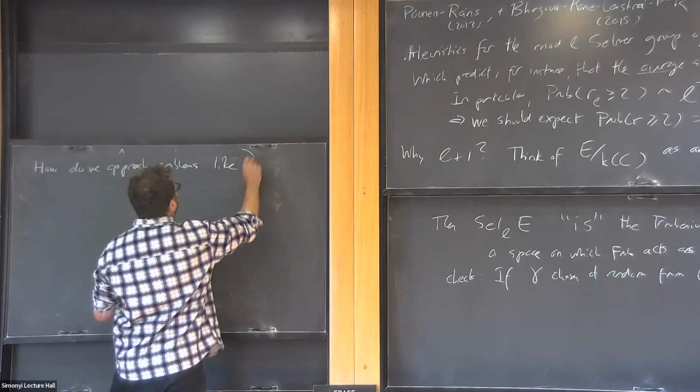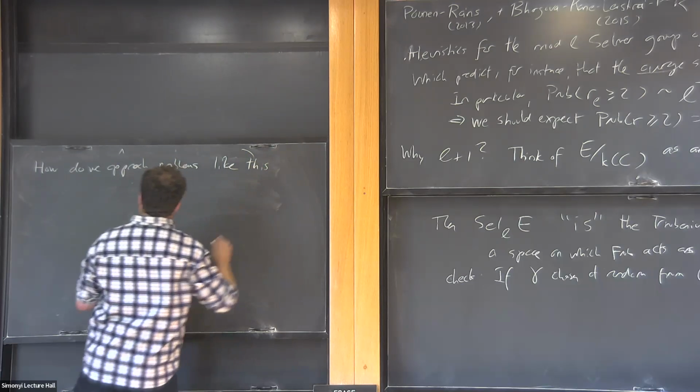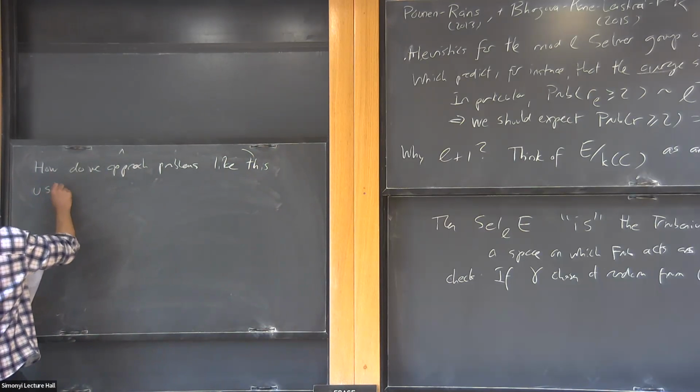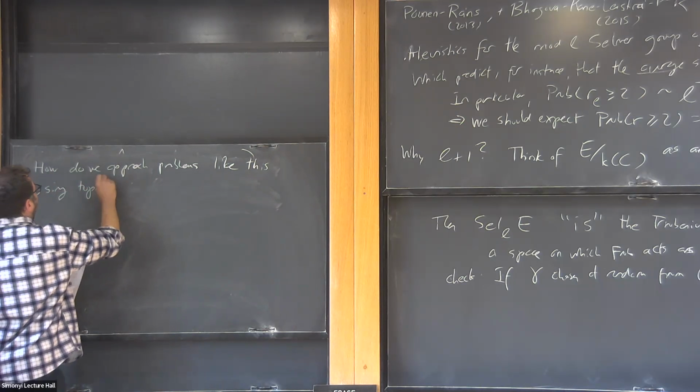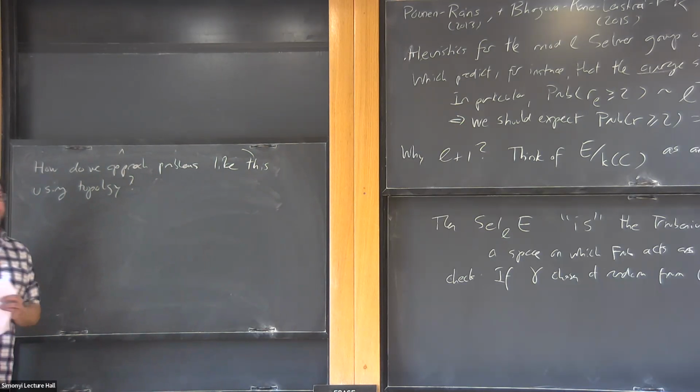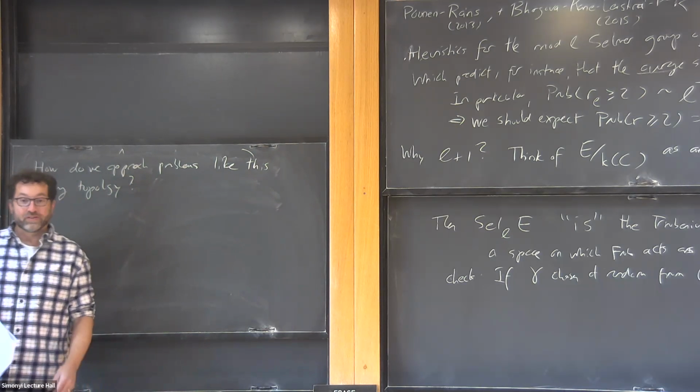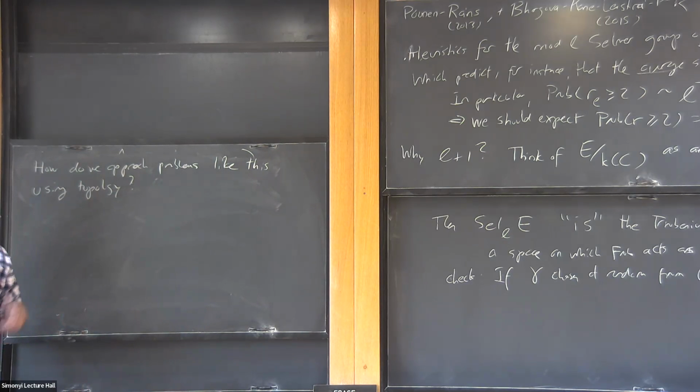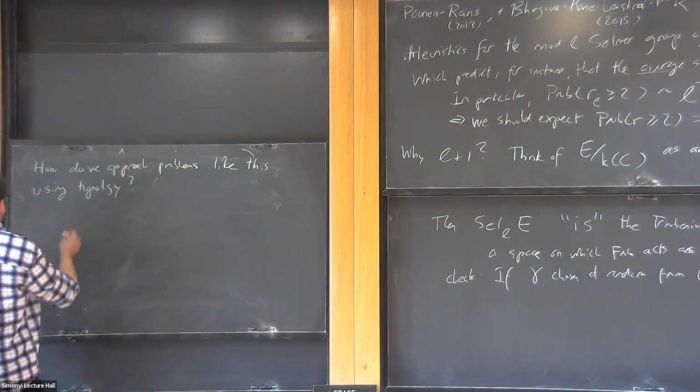How do we approach problems like this? Using topology, because in the end, the fundamental argument here is a topological one, and I want to explain how you get there. And it's a question that doesn't really look like it's about topology at all. So let me start with a question that's going to appear to be rather different.